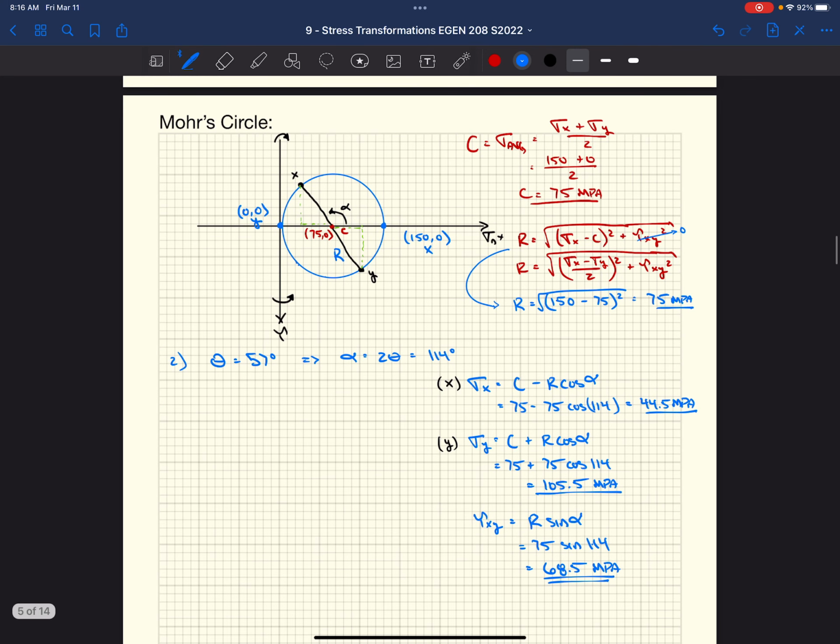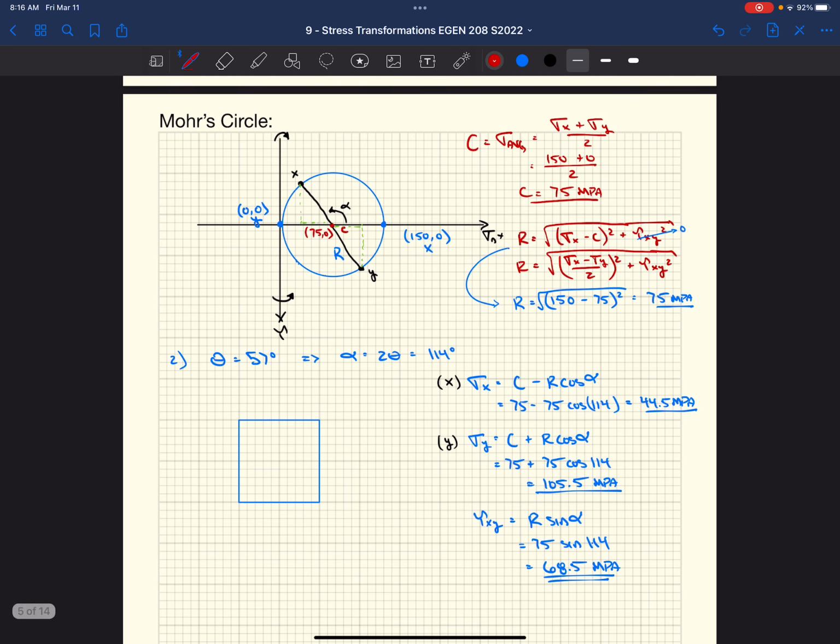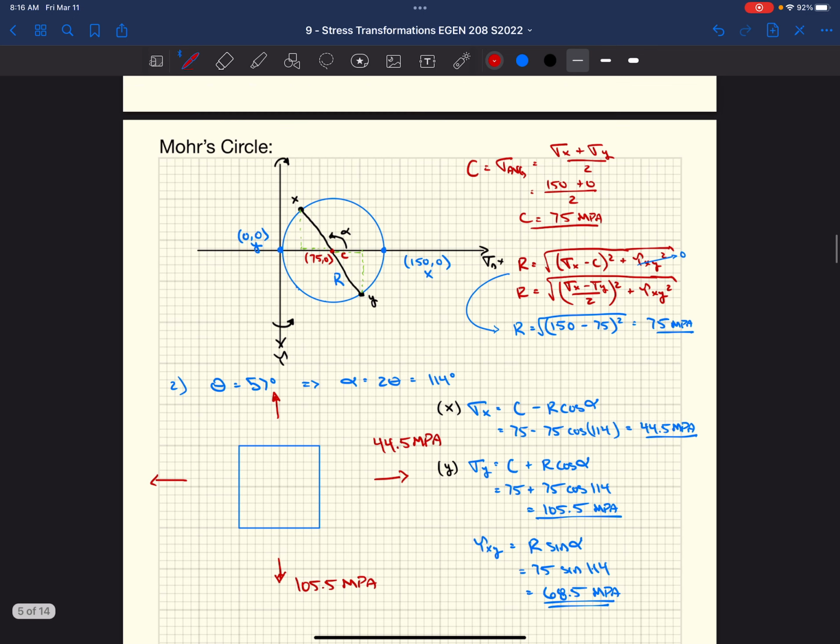So what does that mean? Well, if we looked at a new block, we would have sigma x and sigma y. As we can see here, both of these are positive, so they're both in tension. We're on the right-hand side of our y-axis. We know sigma y is 105.5 megapascals, sigma x is 44.5 megapascals. And then we have tau xy.